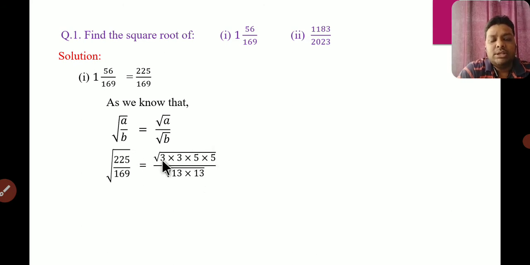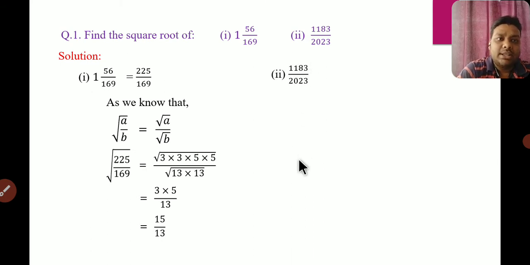Now you can see, as we know that to take a number out of the root, we have to keep it in pair. So you can see there are 2 threes, so 1 three we will take out. And 2 fives, then 1 five we will take out. So in the numerator we can write 1 three and 1 five in product, and in the denominator we will write only 13. So 3 into 5 is 15, so 15 by 13 will be the square root of this number.